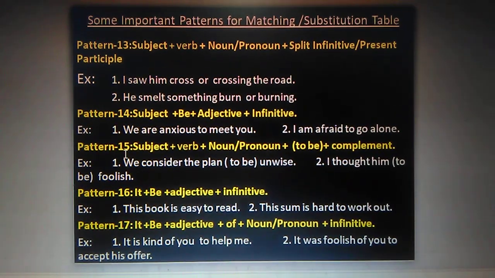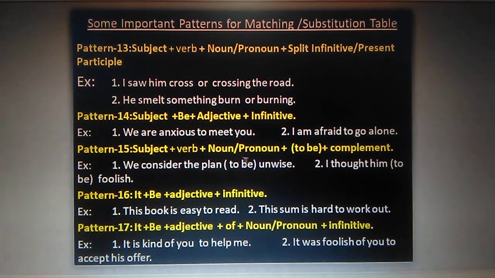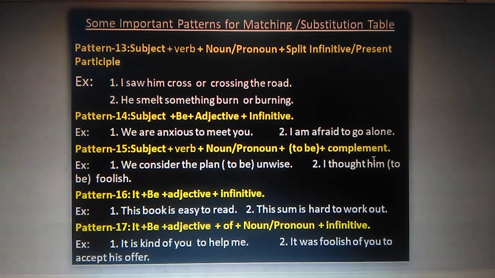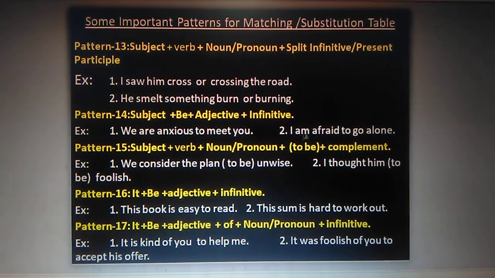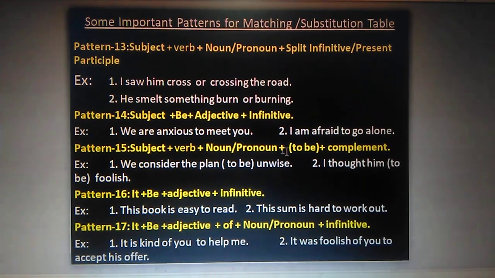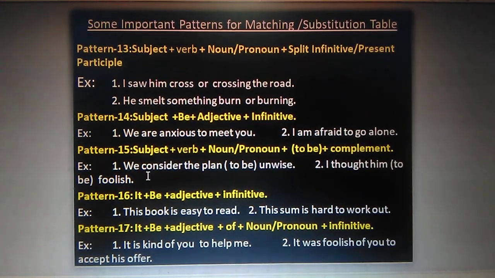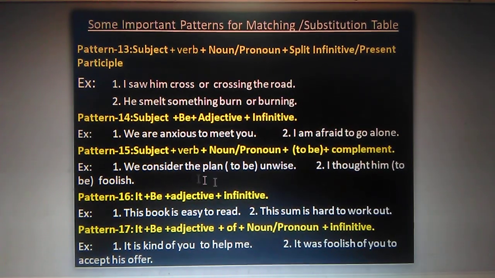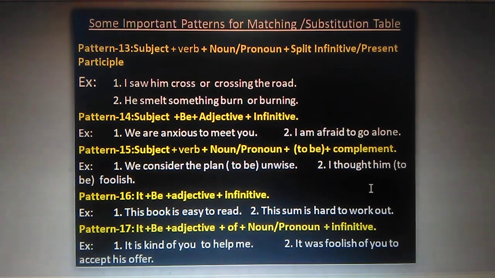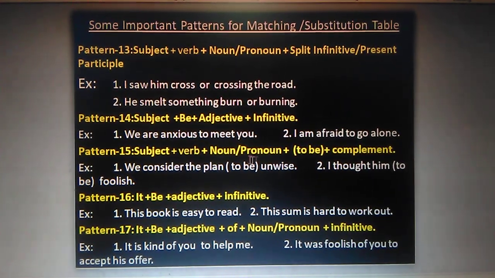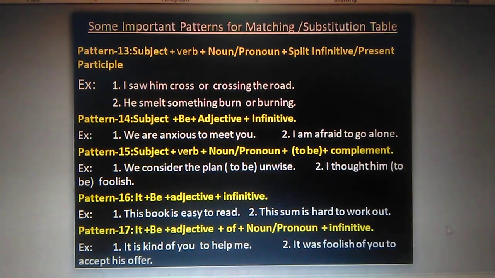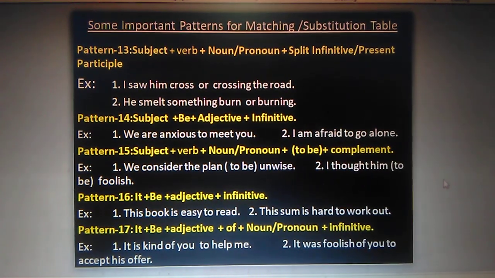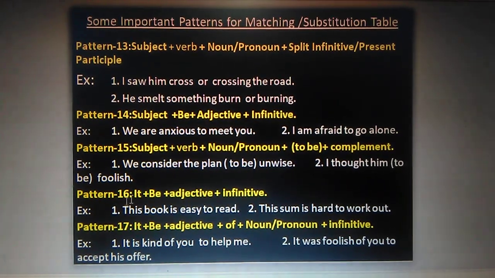Let's go for the pattern 15. Subject plus verb plus noun or pronoun plus to be plus complement. Here you can write this one with 'to be' or without 'to be'. That is why we wrote the 'to be' in the pattern inside the bracket. We consider the plan unwise. It is 'to be unwise' or 'unwise'. I thought him to be foolish. So this one, I thought him to be foolish or only foolish.